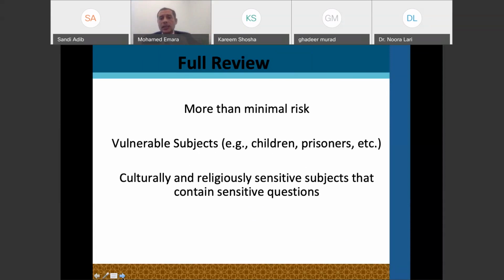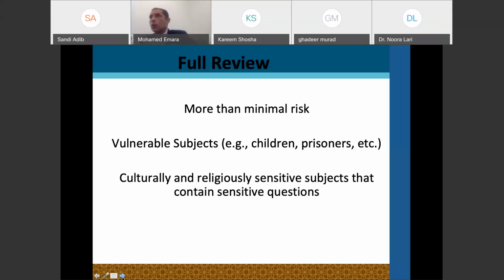Culturally and religiously sensitive subjects that contain sensitive questions. Guys, we have to understand that we're living in a country which is religiously bounded and culturally bounded. You cannot come and ask very sensitive questions that can be asked over there in Europe or in the US, putting in mind that these are very sensitive for this culture. If this is going to affect your research, please tell us. We will help you to minimize this risk by saying to the participant, there are some culturally sensitive questions, please do not answer them if you feel uncomfortable. And he would say, yes, I will not answer. That's it. It has to be very clear there.